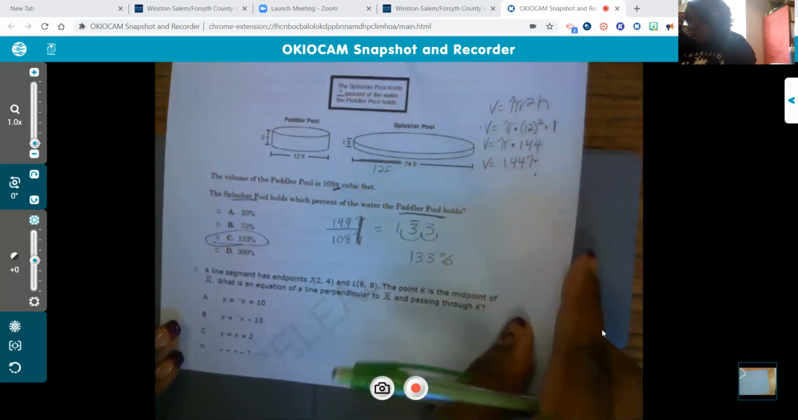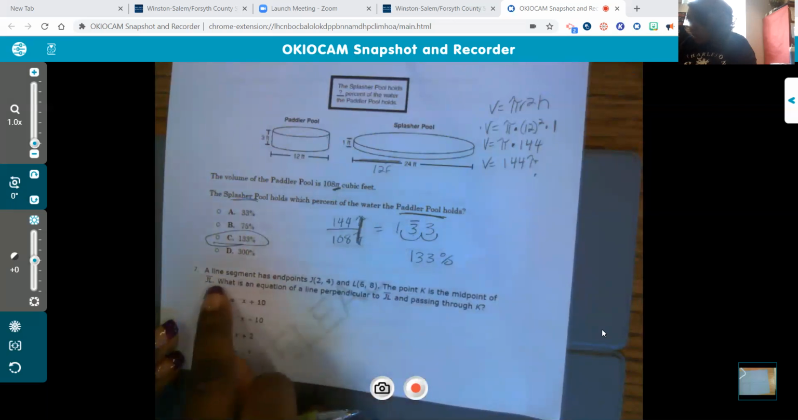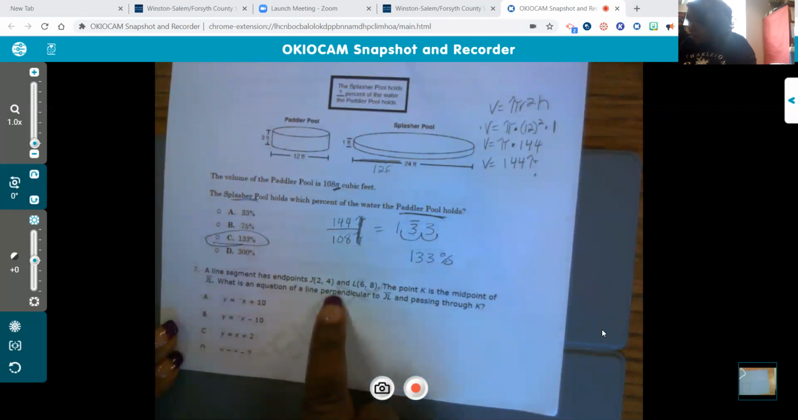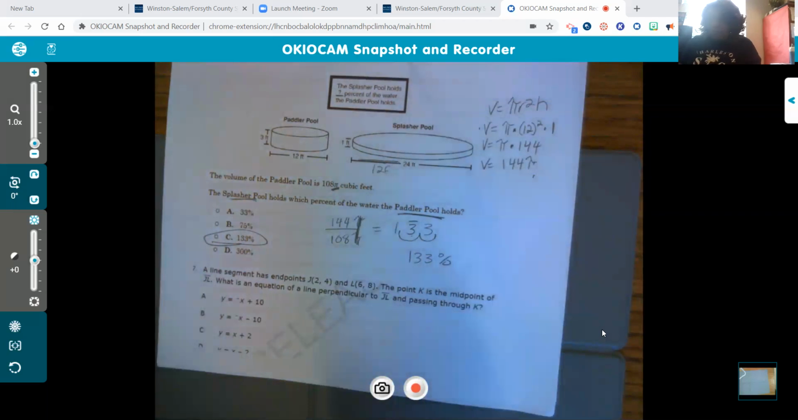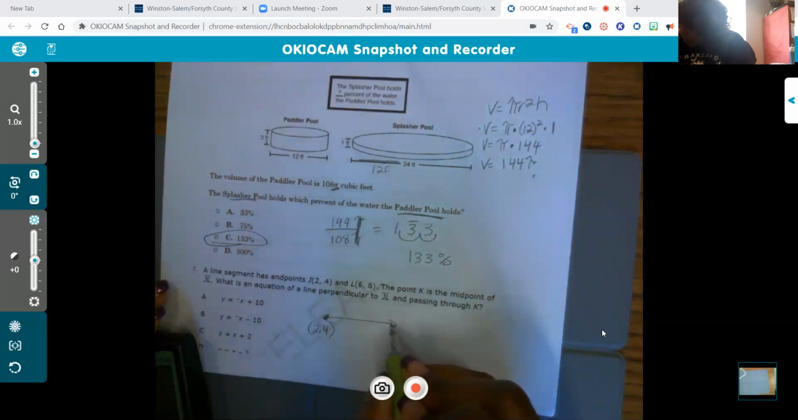A line segment has an endpoint or endpoints. These are your endpoints right here. The point K is the midpoint. Write the equation that's perpendicular to JL passing through K. So you have to figure out what the midpoint is first, and then write an equation that's going to be perpendicular to it. So this is your line, and this one is 2. I'm just speaking hypothetically. This is the line.